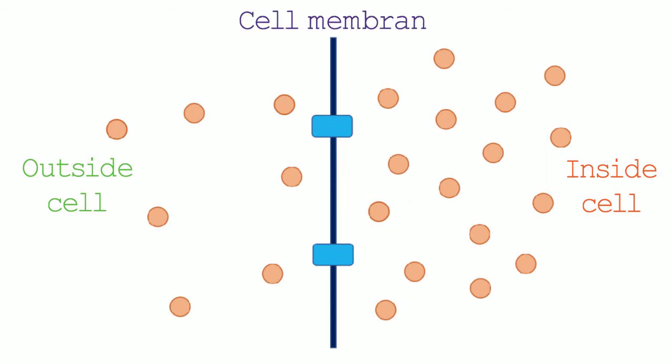The cell membrane forms a boundary between the inside of the cell and the outside of the cell. The cell membrane has large protein molecules that are like pumps. On the diagram we have two of these pumps. The pumps are the blue boxes.